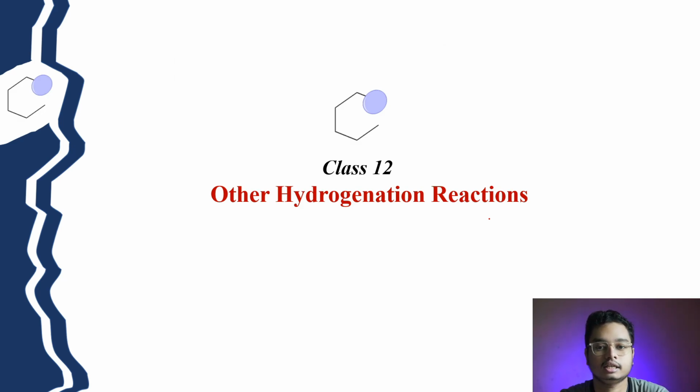And in the next class onwards, we are starting with the other hydrogenation reactions, such as the Rosenmund reaction and Raney nickel based reactions. This type of reaction we will discuss in the next class.